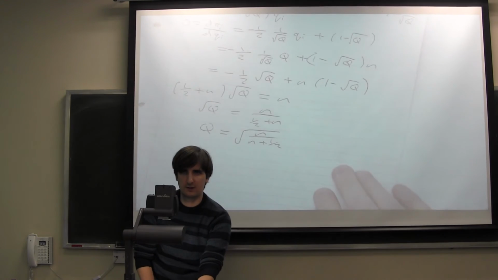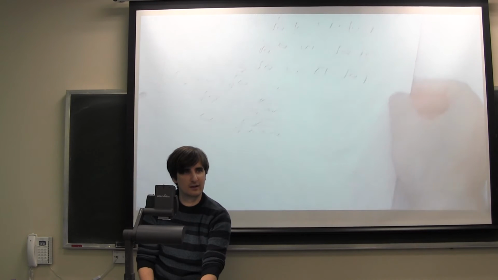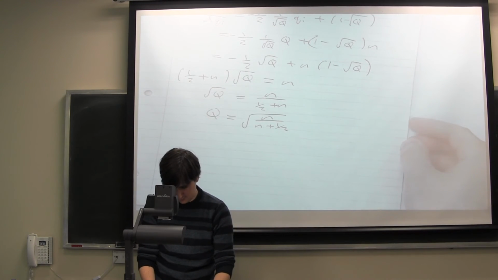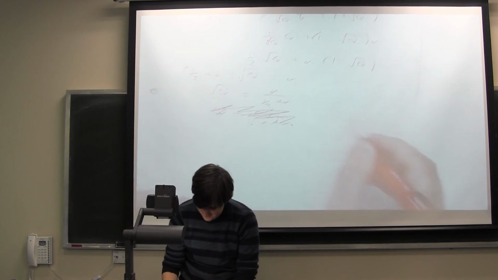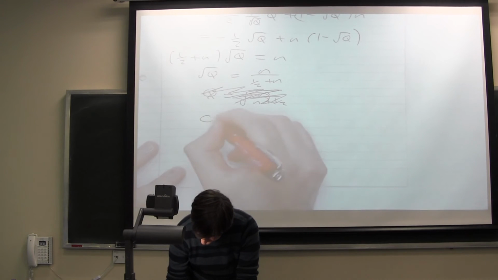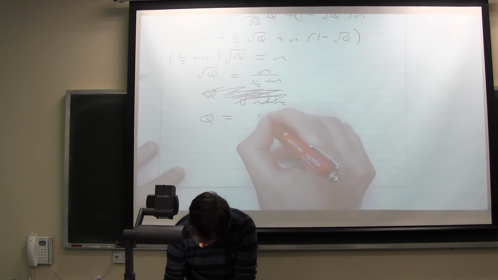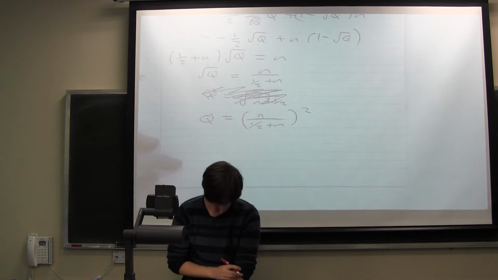Okay, the question asks you to find the number of firms. But the last line you need to square it, not square root it. Yes. Just checking you're paying attention. Okay, thank you. So it's n over half plus n, squared.